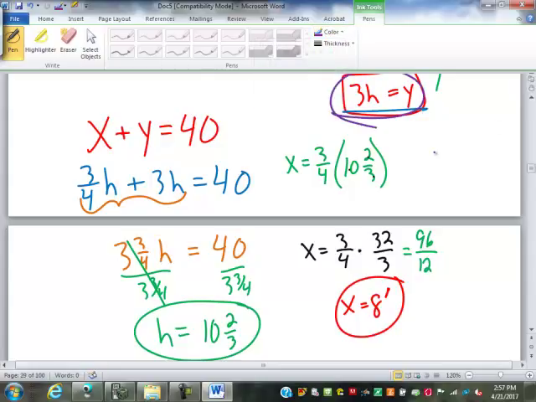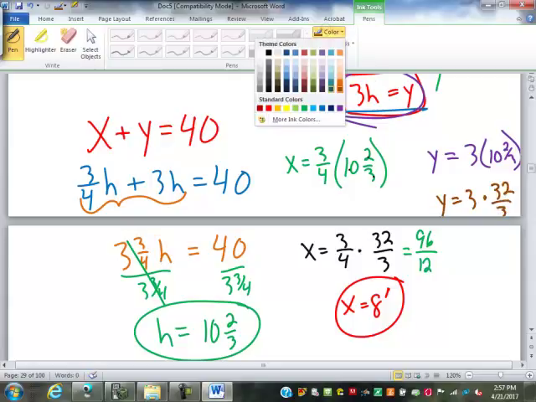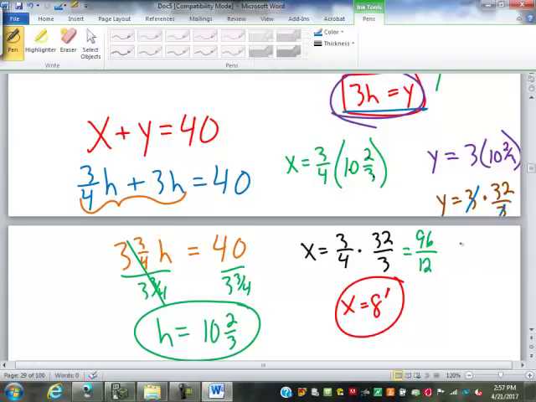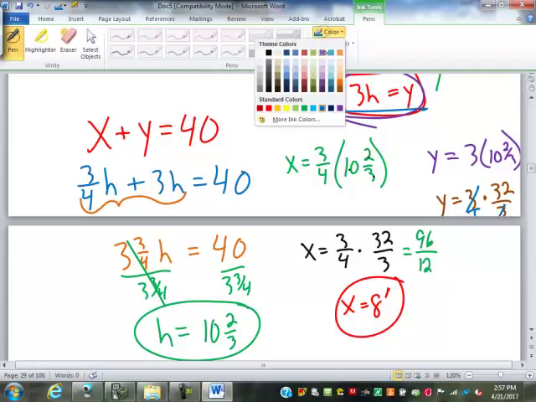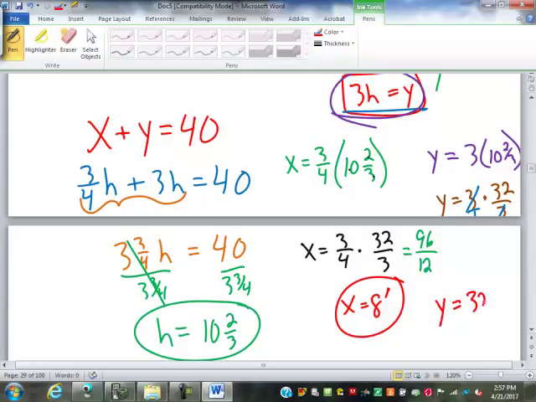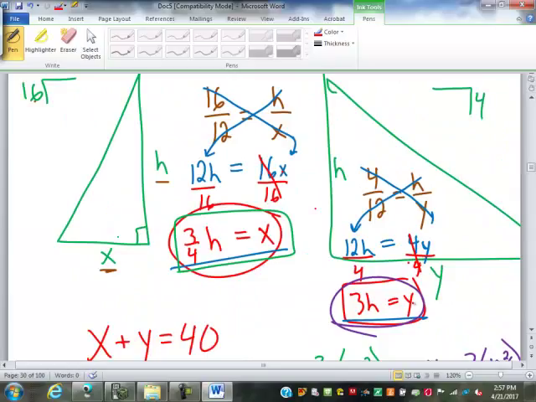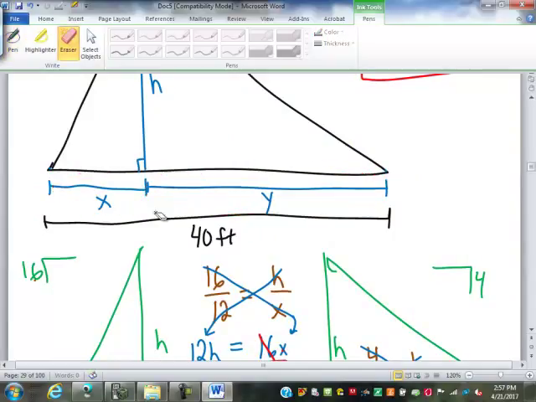Up here, y is 3 times h. I'm just going to reverse the order. So instead of h, I'm going to put in the 10 2/3. So again, that's going to be 3 times 32 over 3. This time I'm just going to cross cancel the 3's. That's 3 over 1. So y equals 32 feet. So back up in my original truss here, x is 8 feet and y is 32 feet. And they do add up to 40 feet. So I've located the center, the peak of that truss.